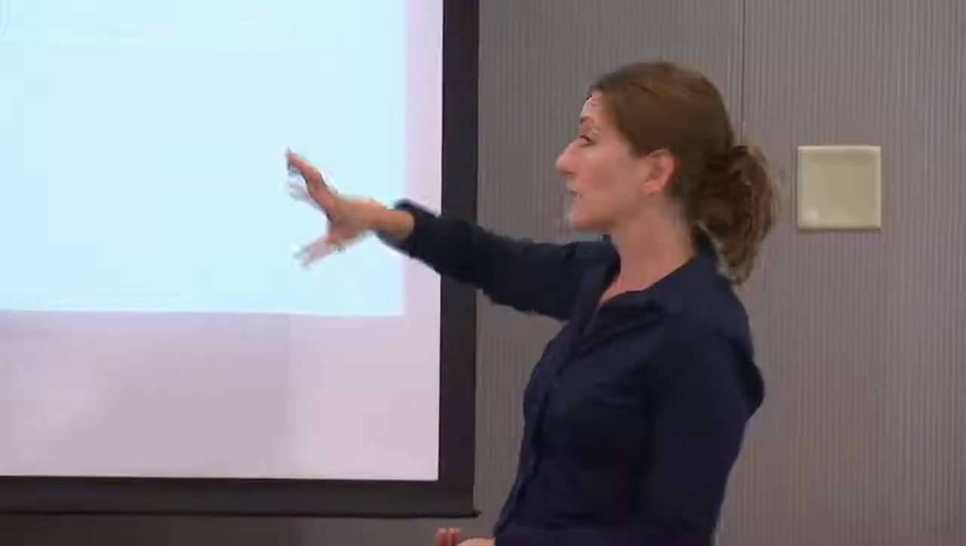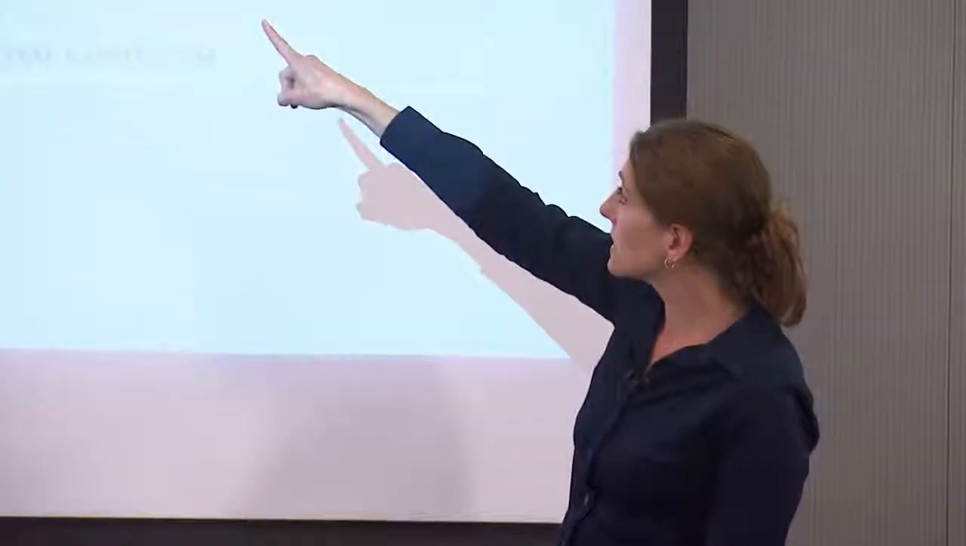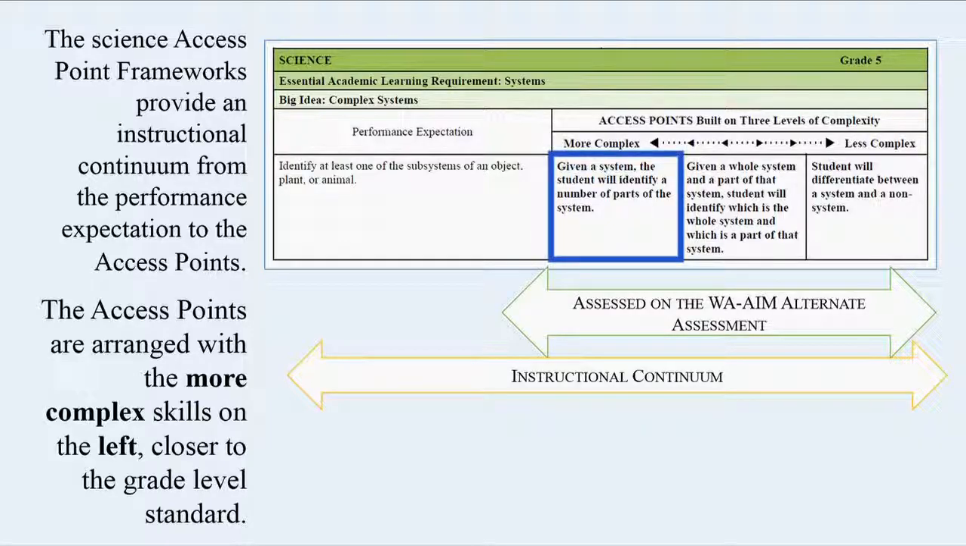So more complex, kind of tagged closer to the standard, is, given a system, the student will identify a number of parts. In the middle level, given a whole system and a part, the student will identify which is the whole and which is the part for science. And then in the very initial, student will differentiate between a system and a non-system.